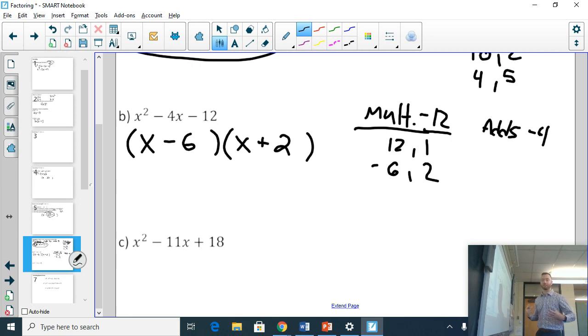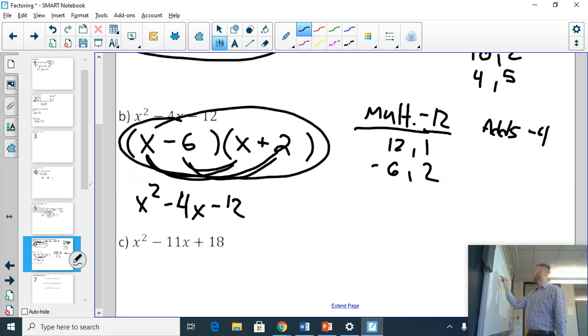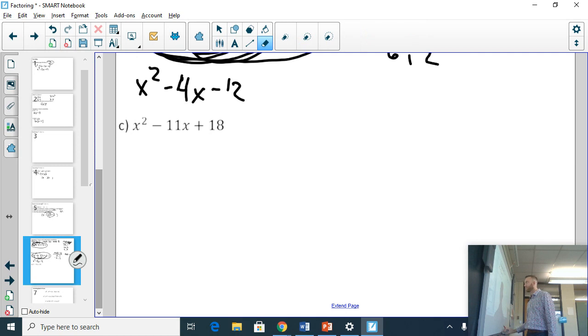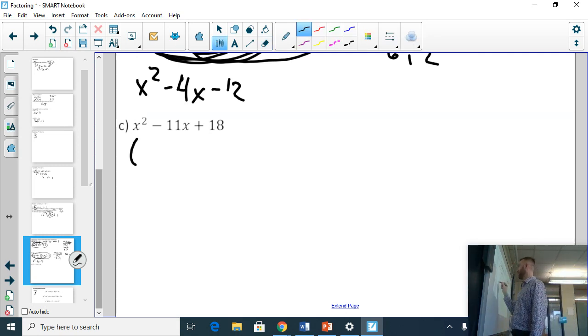And that should work, but we can just check our answers, right? x times x is going to be x squared, minus 6x plus 2x is going to be minus 4x. And then minus 6 times positive 2 is minus 12. So this works out. All right. Last one here. Again, we see that invisible 1 in front of the x squared. So I'm setting it up right away.